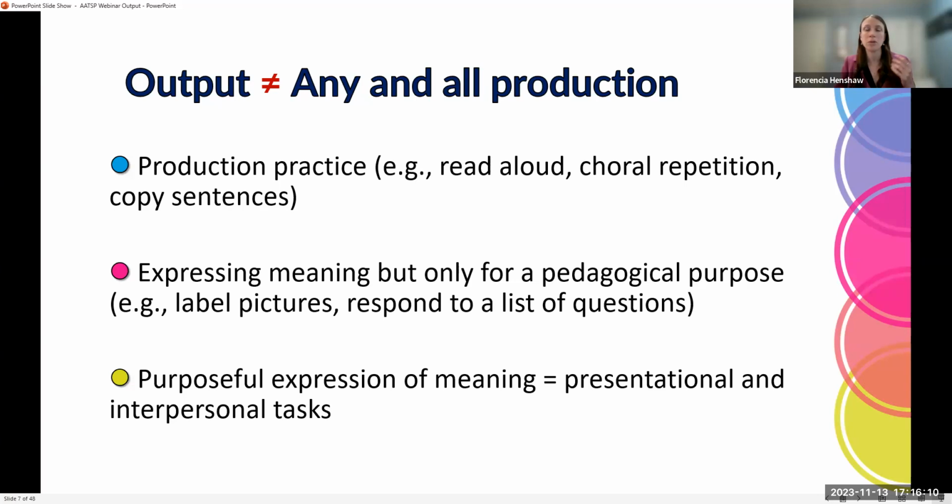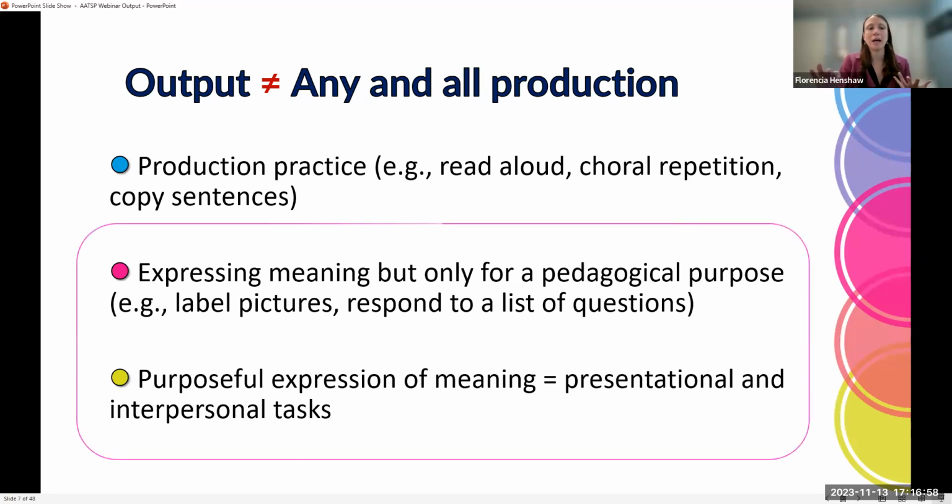What I mean by that is, for example, you show students a series of pictures and they have to label them. No one's doing anything else with it. They're just labeling pictures to show you that they know what these words are. If you're giving them a list of questions that they need to respond to so that you can assess whether they can respond to those questions, it's still output for a pedagogical purpose. And then you have the other extreme of the continuum, though there's a lot in between, which would be what ACTFL tends to call presentational and interpersonal tasks, where we have meaningful and purposeful production. We add a purpose that goes beyond a strictly pedagogical purpose, such as, let me assess how well you can answer the question.